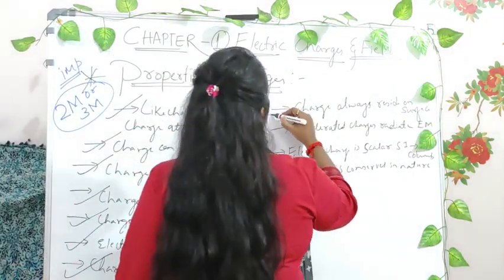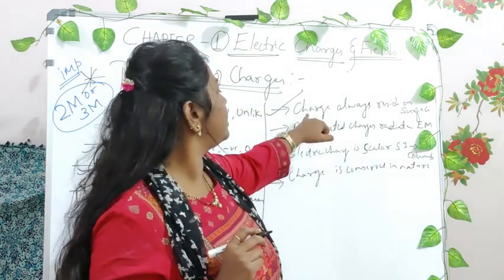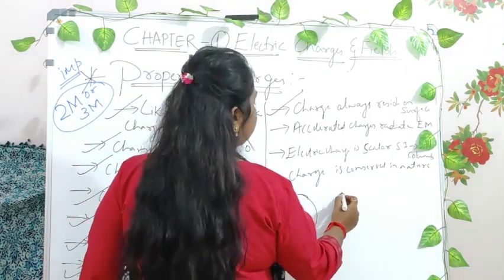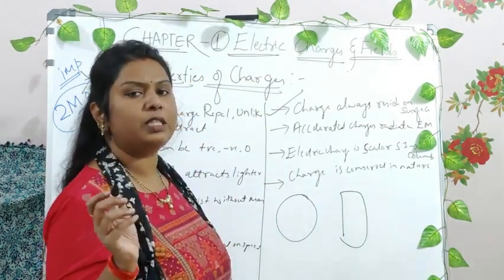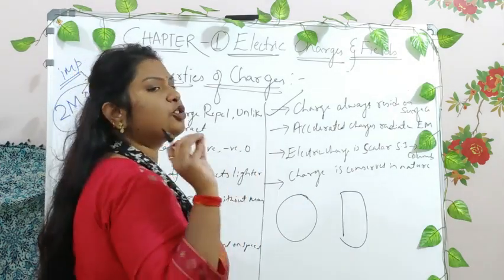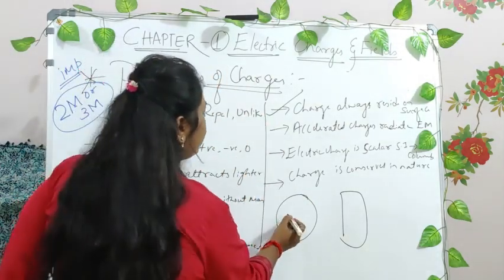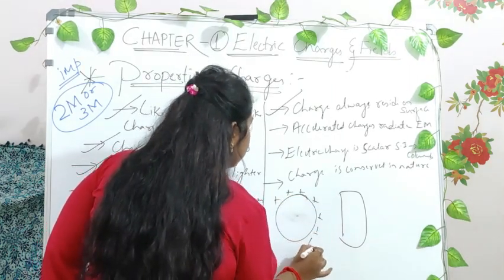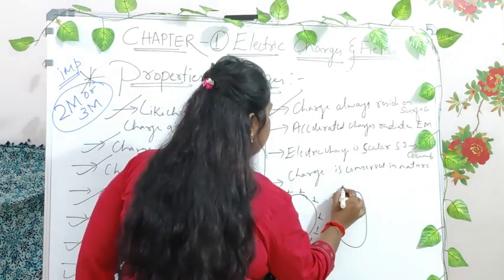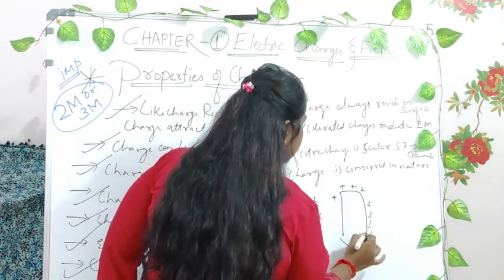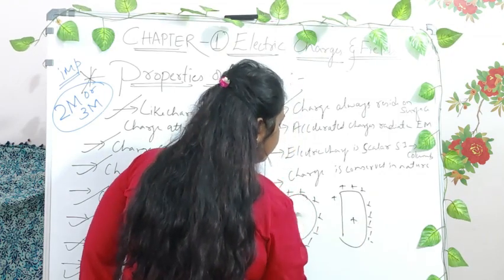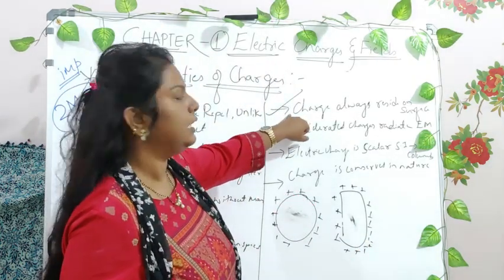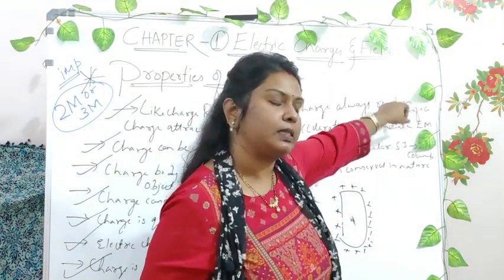The very next is charge always resides on a surface. What does this mean? Say for example, you have a sphere, a cylindrical surface, any shape of surface, right? Charges always reside on its surface. The charges cannot be present internally, right? Charges are always present over their surfaces. This is the property of the electric charge. Charges cannot be present inside it. That is what this says: charges always reside on the surfaces, right?